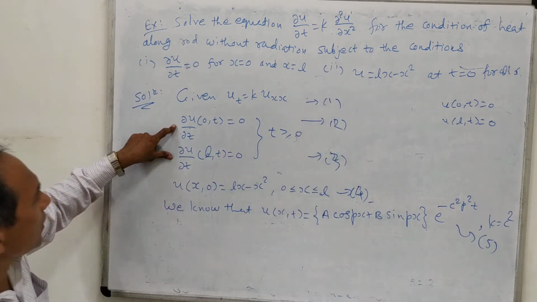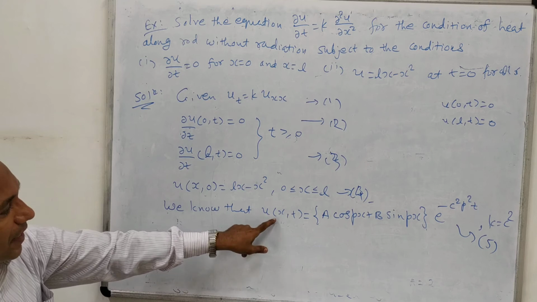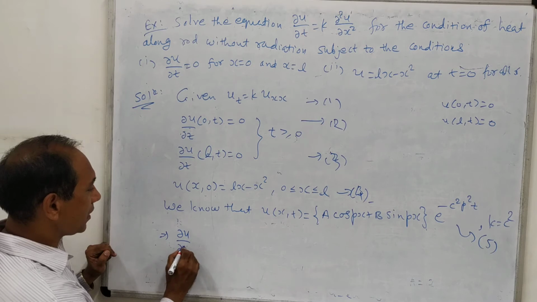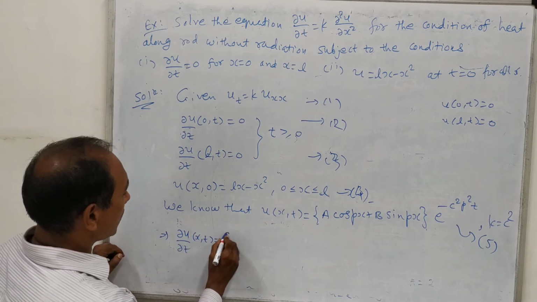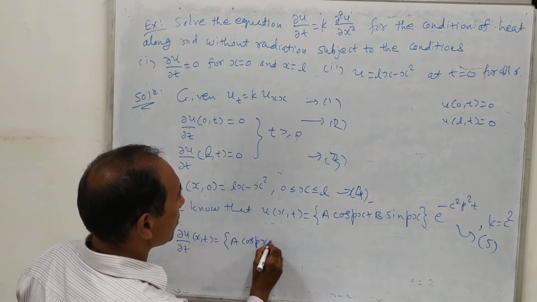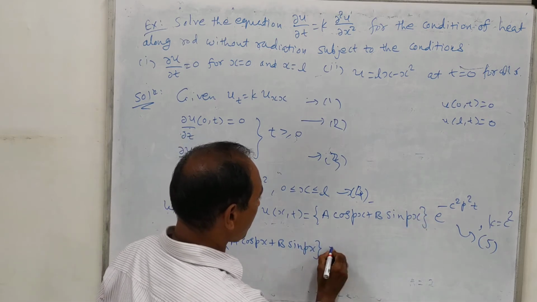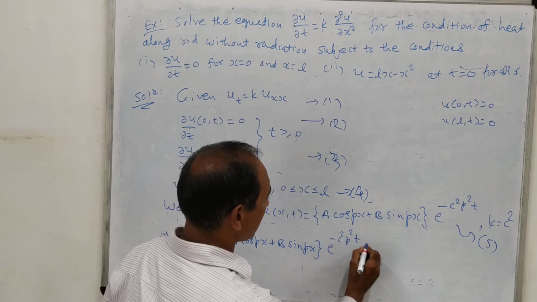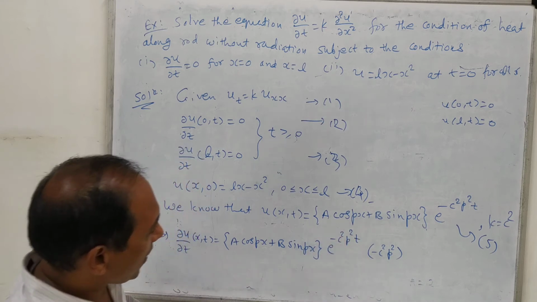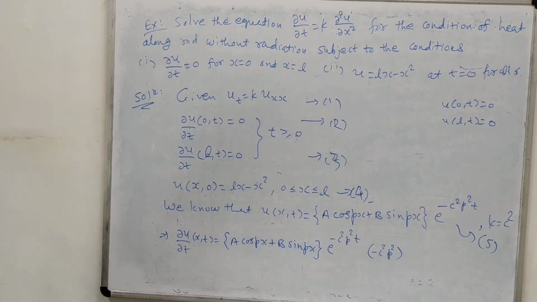The first two conditions are given in derivative form, and the derivatives are with respect to t. So before applying the conditions, we find the derivative of 5. This implies del u by del t x comma t equal to, the derivative is with respect to t, so the x part remains constant: a cos px plus b sin px, and the derivative of e raised to minus c square p square t remains as it is, times the derivative of the exponential part, which is minus c square p square, since the derivative of t is 1. So this is the derivative with respect to t.